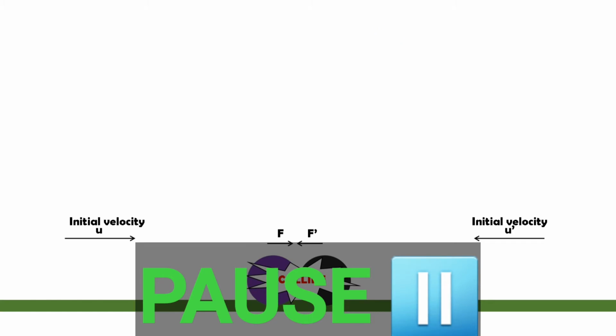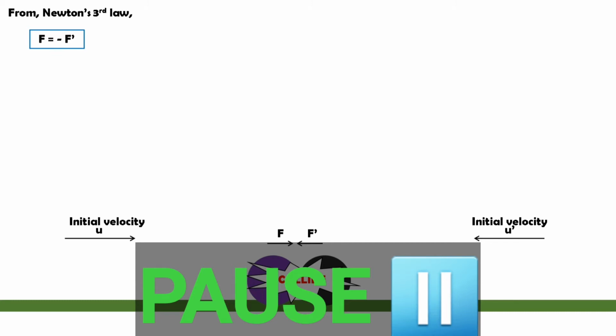Now let's pause this scene at this point and apply Newton's third law. From Newton's third law, we can say that the forces are equal but in opposite direction. That is, we can write F is equal to minus F dash, where F is the force applied by ball A on ball B and F dash is the force applied by ball B on ball A.